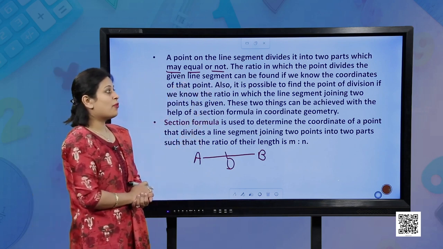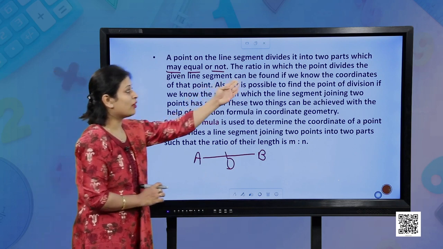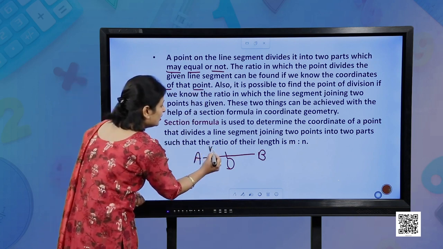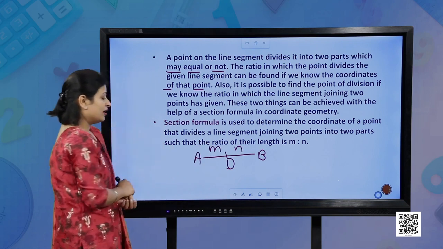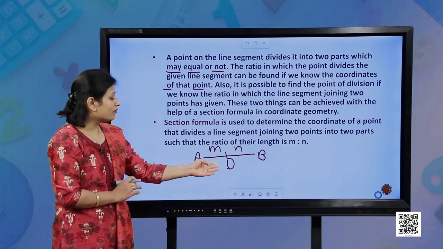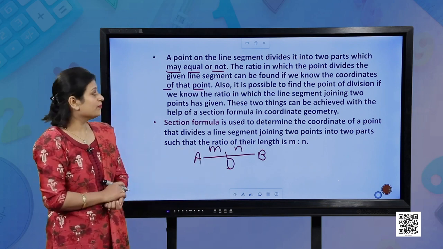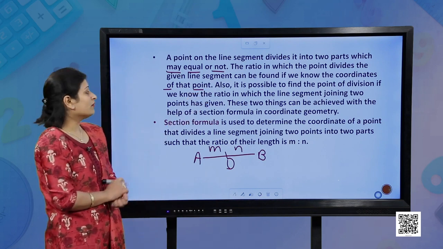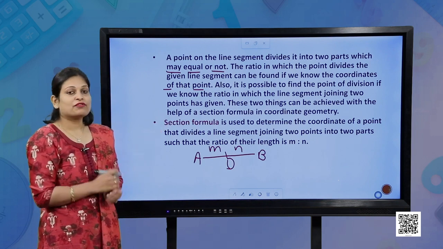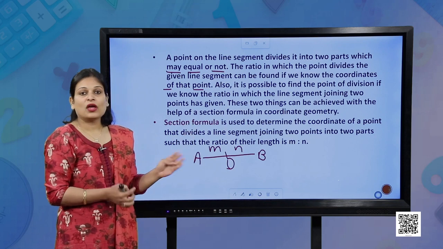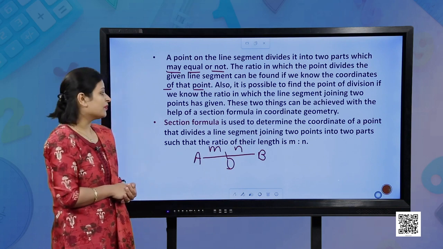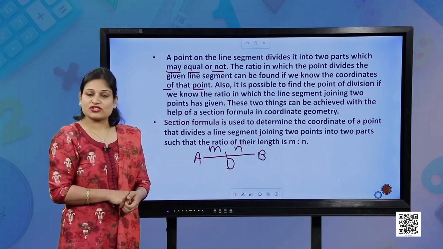The ratio in which the point divides the given line segment can be found if we know the coordinates of that point. Suppose the line segment AB is divided in the ratio m is to n and I need to find the coordinates of the point D. Also, it is possible to find the point of division if we know the ratio in which the line segment joining two points is divided. If I know the point, I can find the ratio, or if I know the ratio, I can find the point D. This is only possible with the help of the section formula.